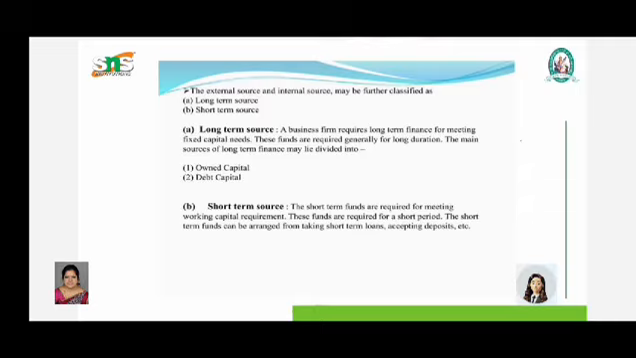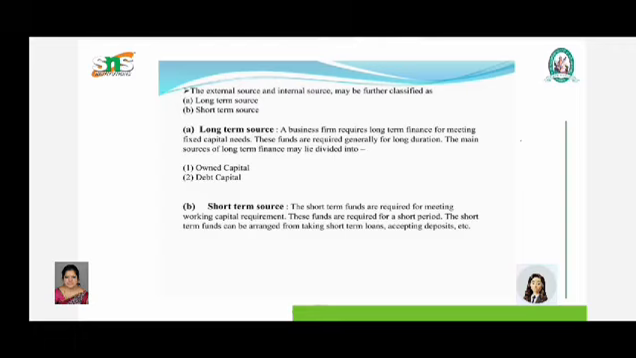Next we are going to discuss what is long-term financing. These are sources of finance that fulfill the financial requirements of the business for a longer period, which is more than 5 years. It includes equity shares, preference shares, loans, etc.